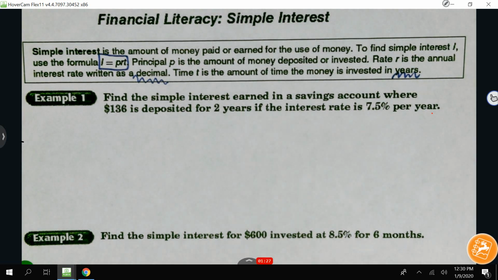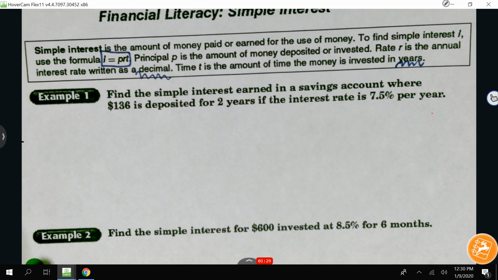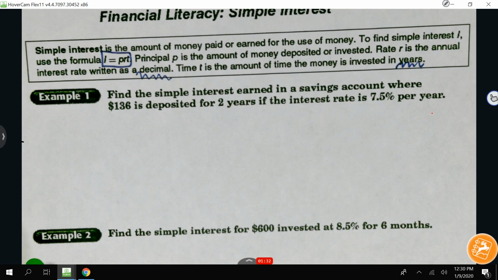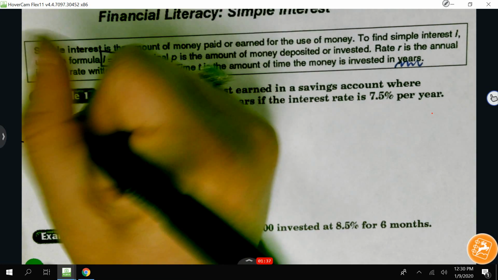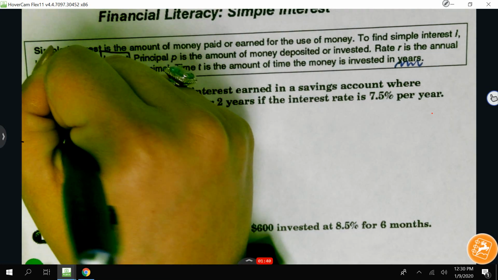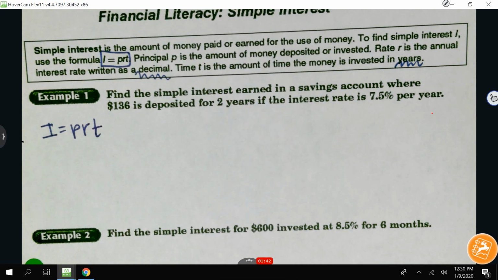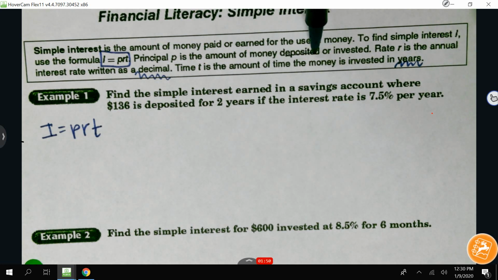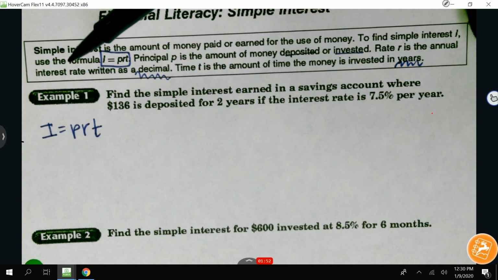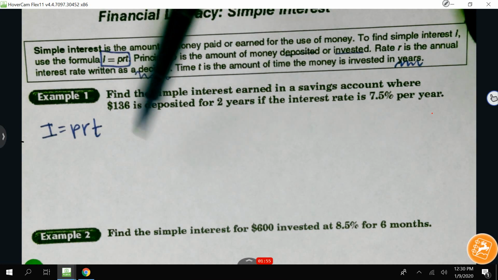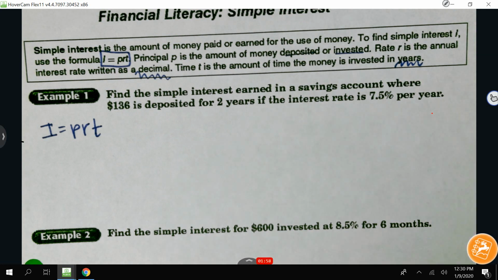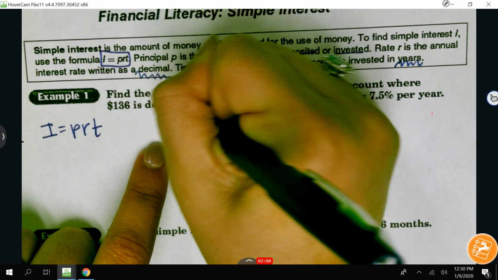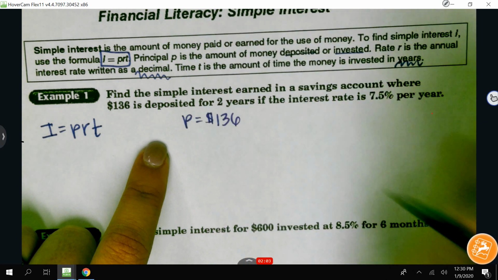So let's look at example 1. It says find the simple interest earned in a savings account where $136 is deposited for 2 years if the interest rate is 7.5% per year. So we're going to use our formula I equals PRT, but we need to figure out what is P, R, and T. P is the amount of money deposited or invested. So how much money was being deposited here? 136. So that means that P is $136.